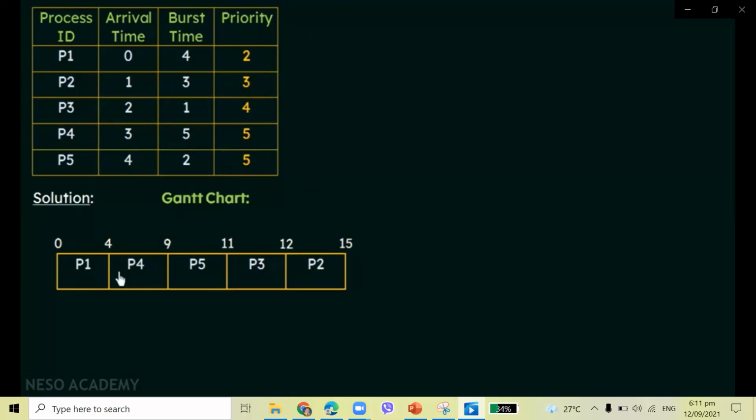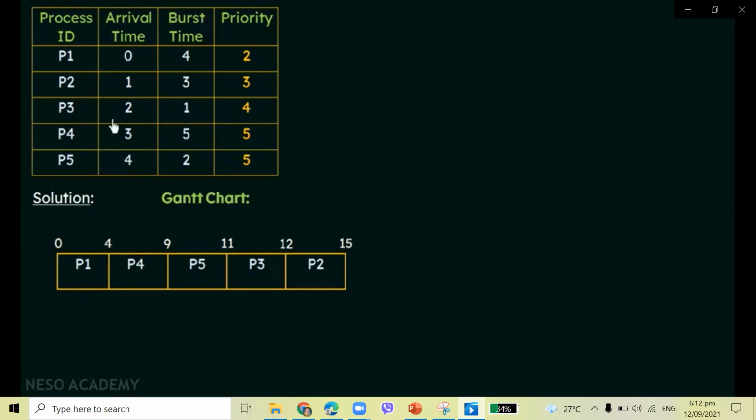But will it be preempted? It will not be preempted because this is non-preemptive scheduling. So even though the priority of P2 is greater than that of P1, P1 will still not be disturbed. It will be allowed to continue its execution. So till the 4th millisecond, P1 continues its execution.